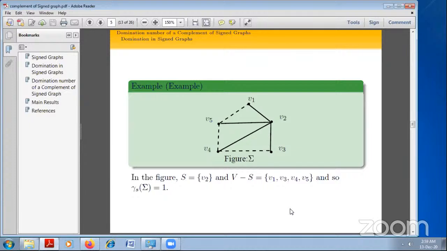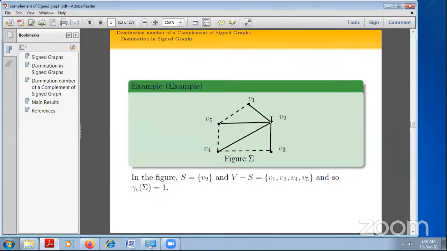From this signed graph, we can find the dominating set. So from the signed graph, see that V2 is a vertex, and the other vertices are V1, V3, V4 and V5. For V1, the positive neighbor of V1 intersection V2 equals 1, and the negative neighbor of V1 intersection V2 equals empty. Similarly, for V3, the positive neighbor intersection V2 is 1 and the negative neighbor intersection V2 is 0. And similarly V4 and V5.